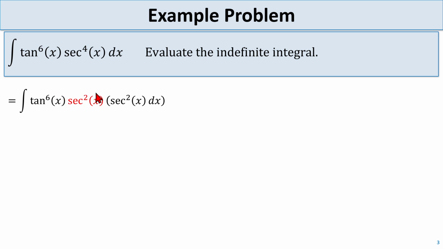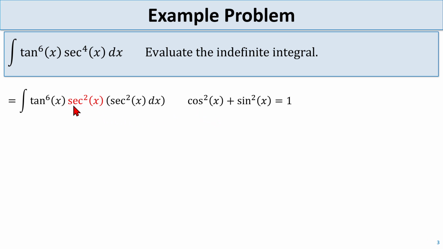However, if I'm going to let u be tangent of x, then I'm going to need to rewrite this secant squared using tangent. So we need to derive a trig identity. We'll derive it by starting with the Pythagorean trig identity, cosine squared plus sine squared equals 1.